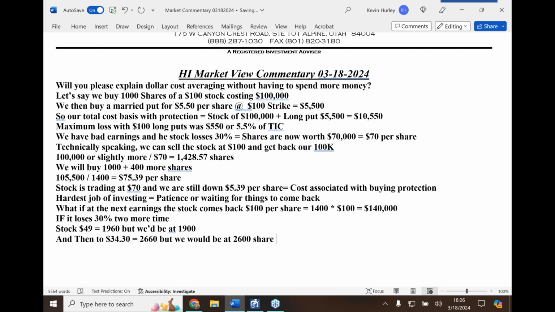And then let's do the math all over again. Let's just say the stock only goes back to $70. Multiply that times 2,600 shares and just do the math. This is simple math. They're going to be worth $182,000.